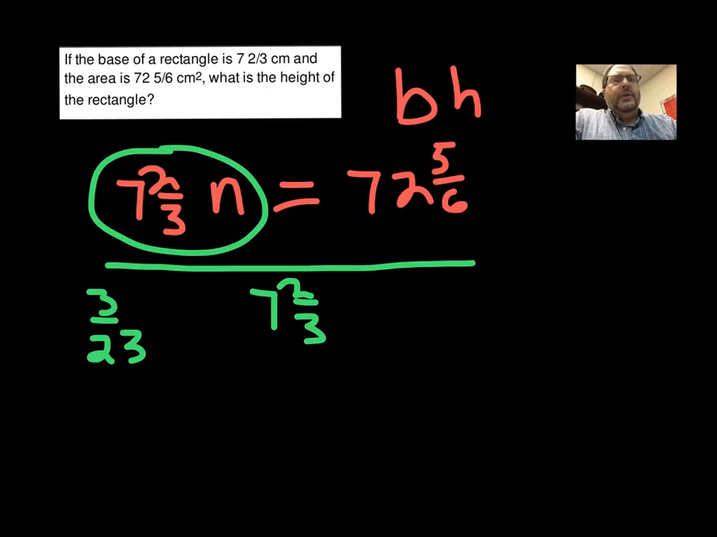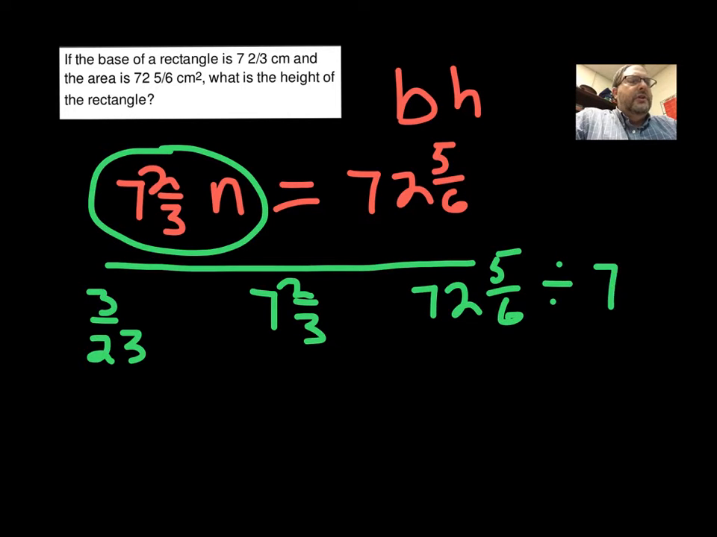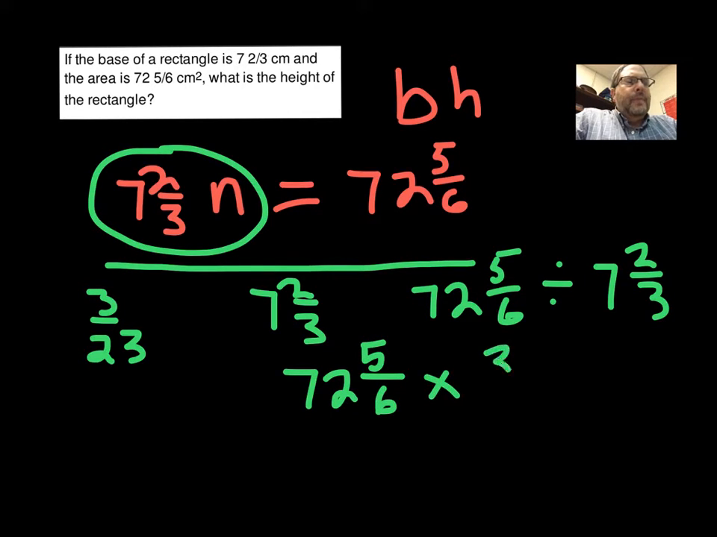So let me just show you both equations. I have 72 5/6 divided by 7 2/3. And that's what you're doing if you have a fraction calculator. If you don't have a fraction calculator, then you're doing the 72 5/6, and you'd also have to turn that into an improper fraction times the 3/23.